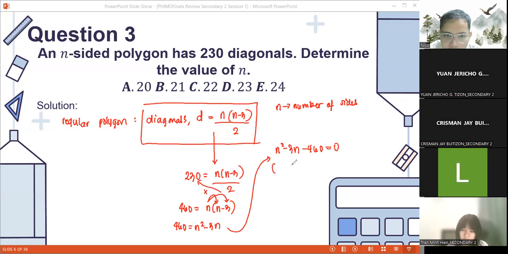Now, using factorization, if you don't know how to do factorization, take note that this is minus minus. So this is n plus and this is n minus. The minus here means they don't have the same sign inside the parentheses. So what are two numbers that when you multiply, you get 460, but when you subtract, you get 3? That is 20 and 23, right? So now we have n is equal to negative 20 and n is equal to 23. We only need to get the positive value. So the final answer here is 23.